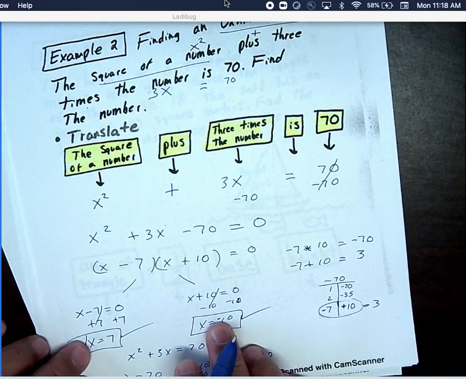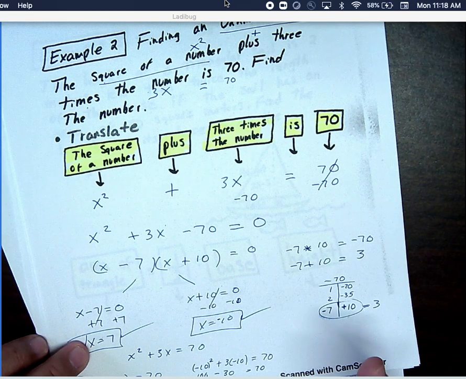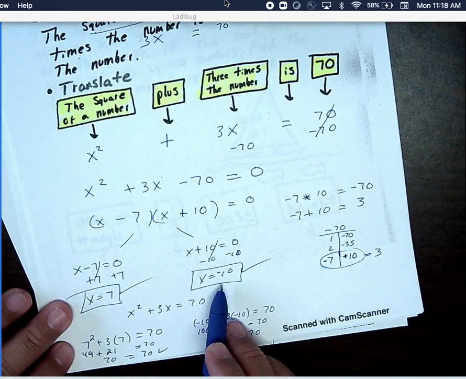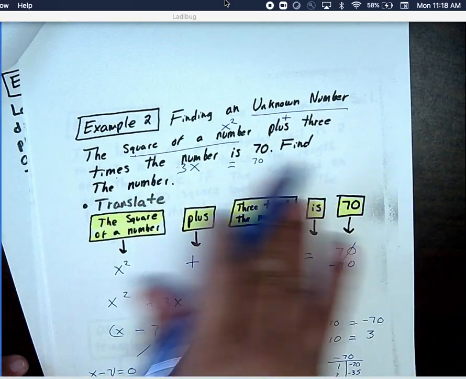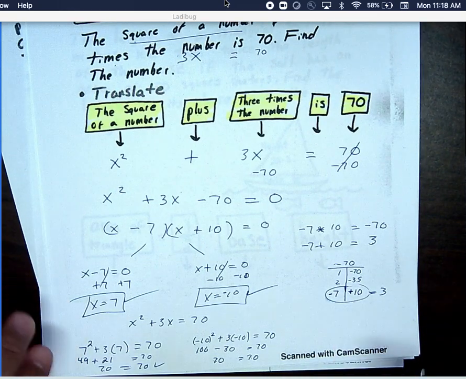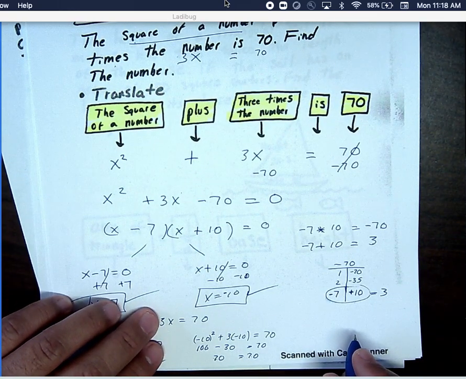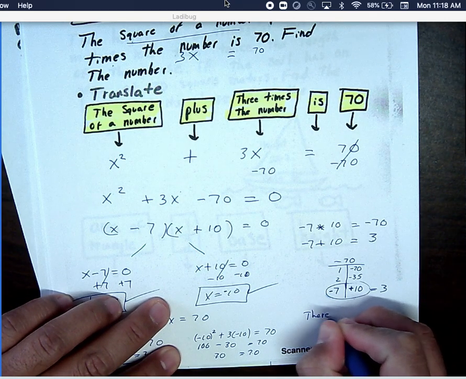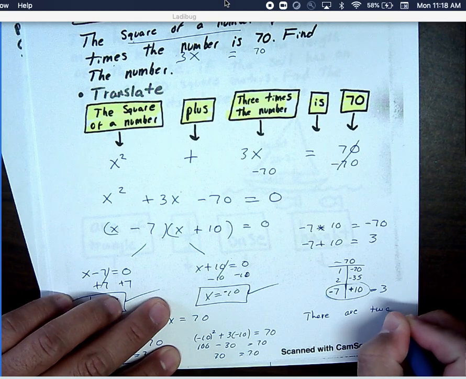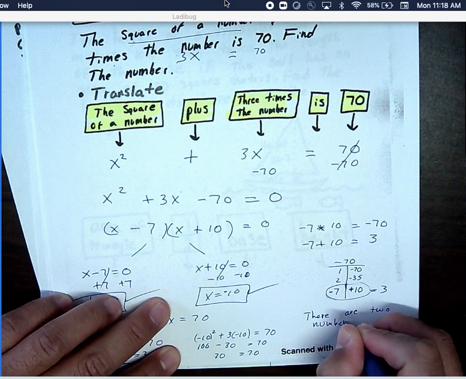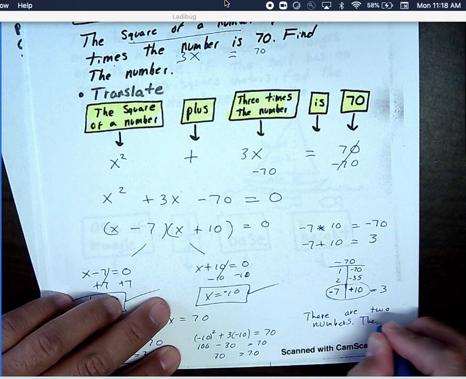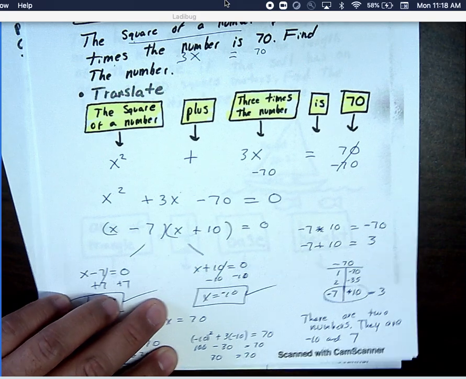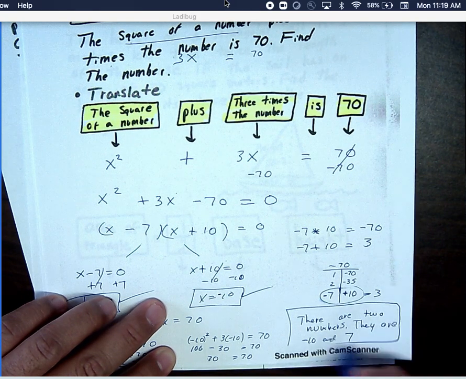So this one has two possible x's, two unknown numbers that work. The 7 and the negative 10 work with this equation. So if you want to find, there are two numbers. So I'm going to put it here in words. There are two numbers, and they are negative 10 and positive 7. So that would be the answer.